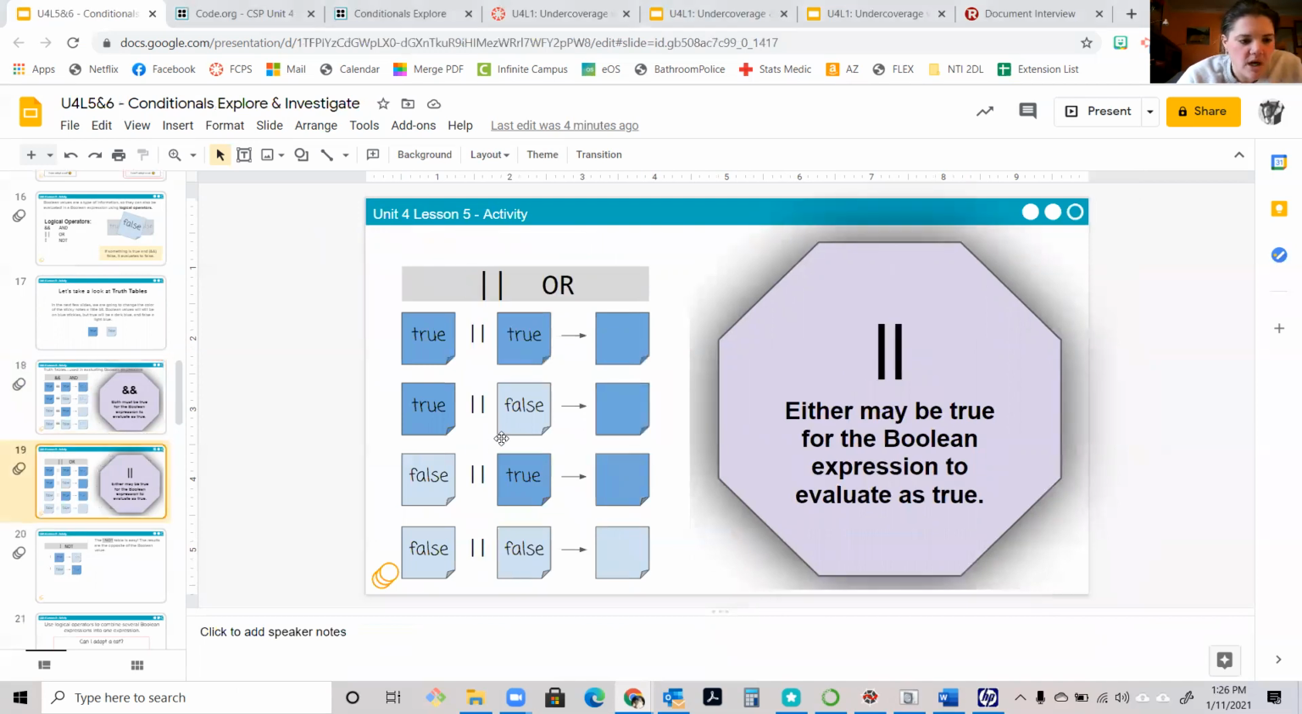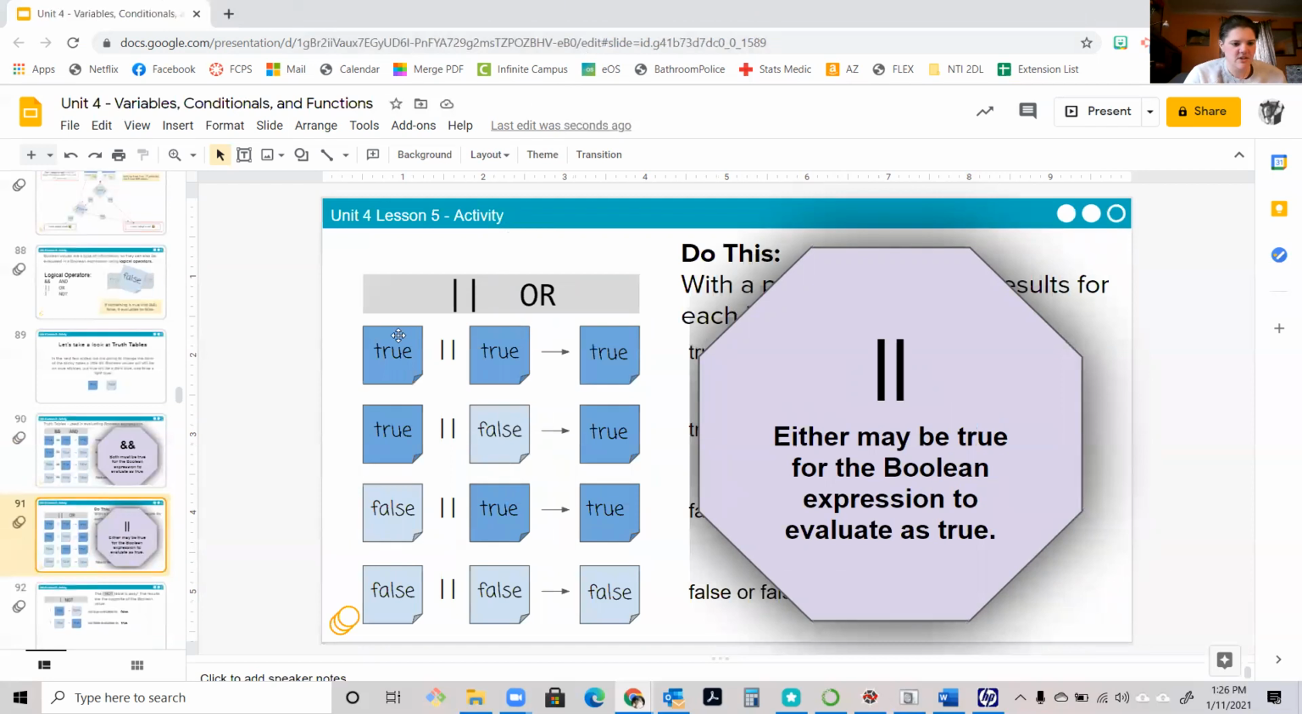But for or, if I said to adopt a cat, I have to be over 14 or have $40, that's different. Now, either one can be true, and I'll get true as my output. So go ahead and fill out this truth table. Pause the video here.